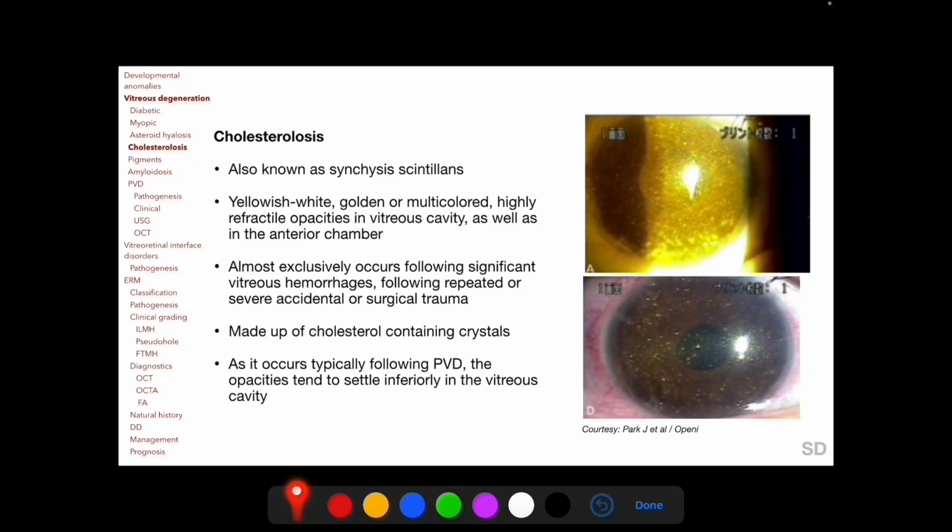So unlike asteroid hyalosis, cholesterolosis occurs following vitreous hemorrhage, can be present in the anterior chamber, and is distributed non-uniformly in the vitreous cavity. These two clinical photographs show cholesterolosis opacities in the anterior chamber before and after surgery to wash out these opacities from the anterior chamber. Following surgery, cholesterolosis opacities reappear in the anterior chamber as they migrate from the vitreous cavity.